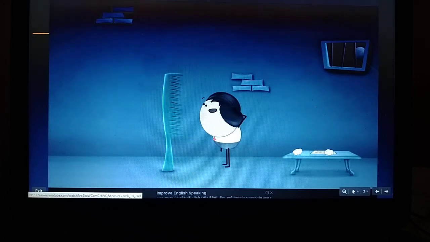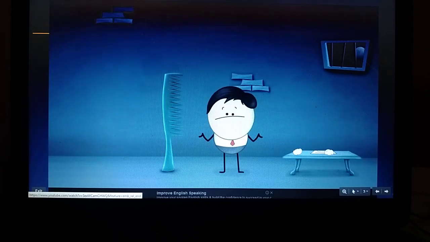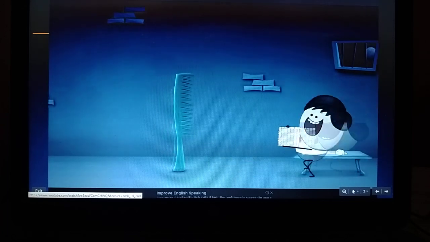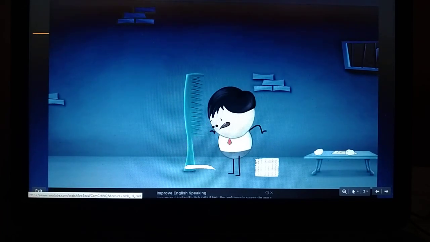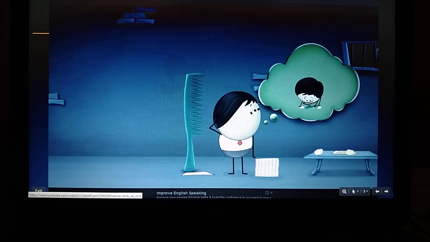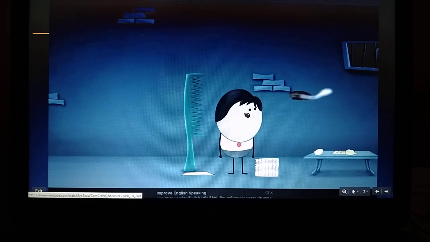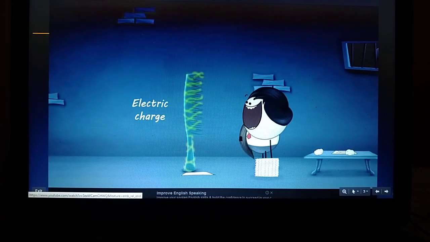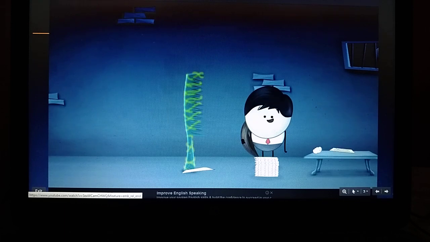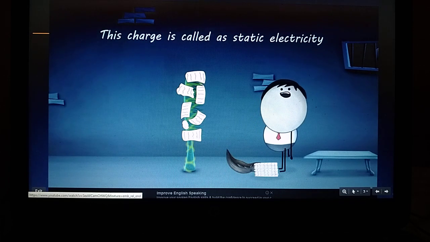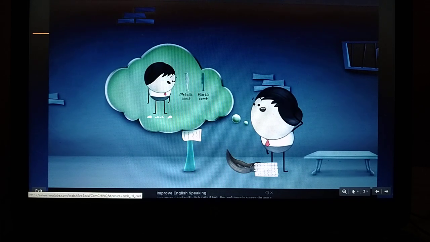Now I'm going to take the plastic comb and perform the same experiment as before. But now, as you can see, it is electrically neutral. That is, the number of positive and negative charges is the same. If you rub the paper with this comb, it will not do any magic. Here something is missing. Once it is rubbed with hair, it is electrically charged and it can attract very small pieces of paper.